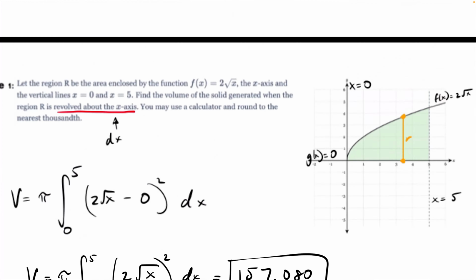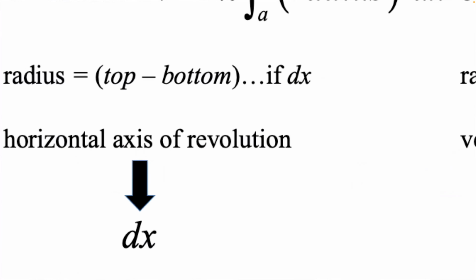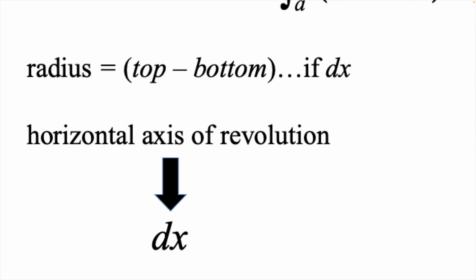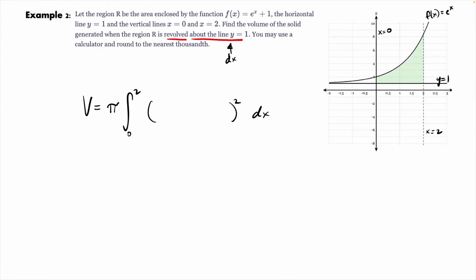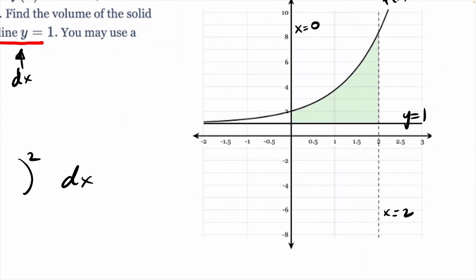Again, dx means the radius is top function minus bottom function. Top function minus bottom function. This is where I start at the top of the green.